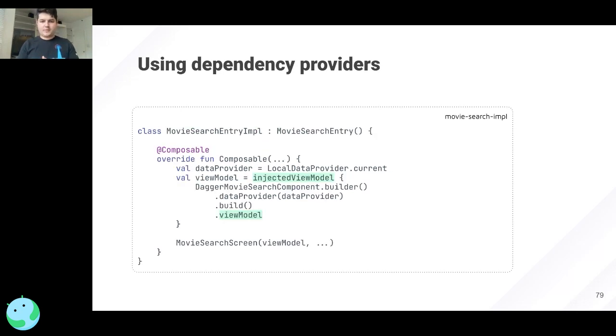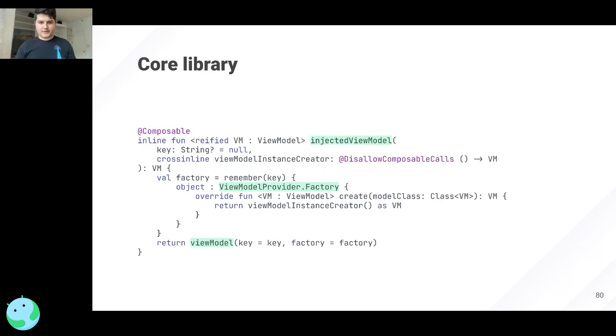All right, and coming back to the movie search implementation, when we were providing this data provider, you might notice we have this function called injectedViewModel. So basically, we created our Dagger component, and we get a view model from it. But what is injectedViewModel actually?